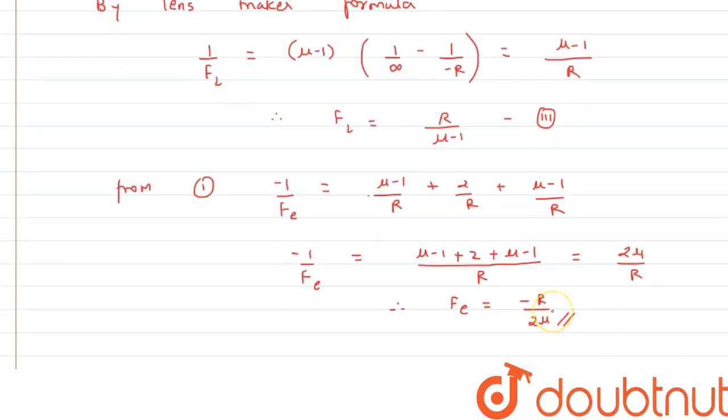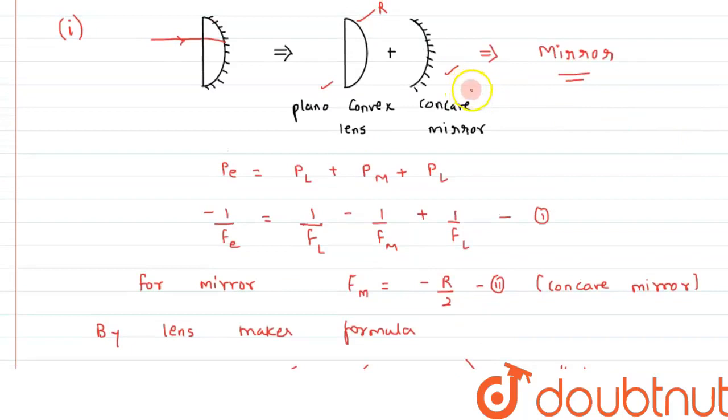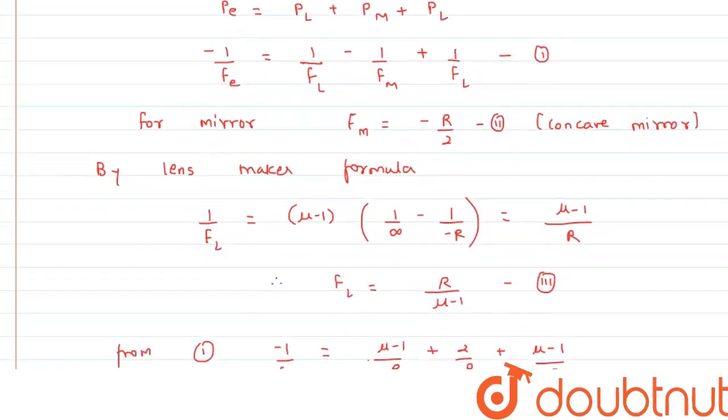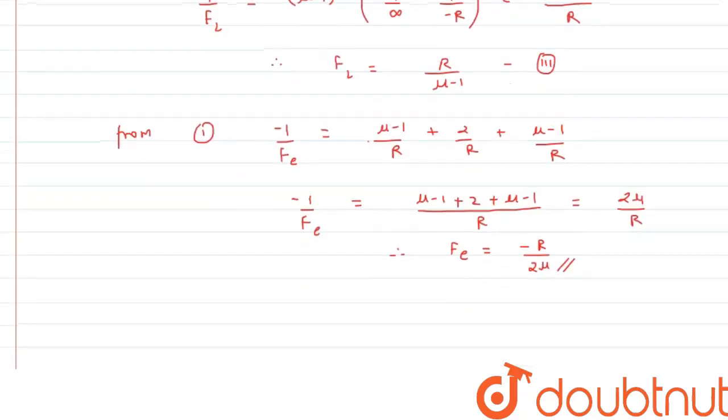Alright, as we can see, the result of focal length equivalent we are getting is negative, and we have also seen that the whole of the system was behaving as if it is a concave mirror. For a concave mirror, focal length has to be negative. Alright, so now let's move on to the second part.